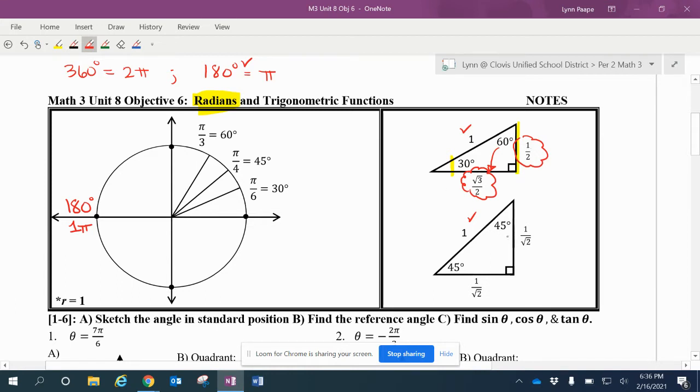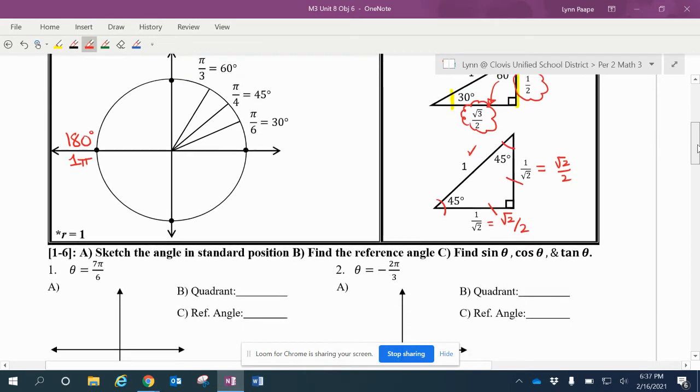And then when we look at our other special right triangle of 45, 45, 90, we know that it's isosceles, meaning that the legs are exactly the same measurement because the angles are the same measurement. And so that value is 1 over the square root of 2, or we can rationalize the denominator, and then it would be equal to the square root of 2 over 2. All right, so really important for us to know those.